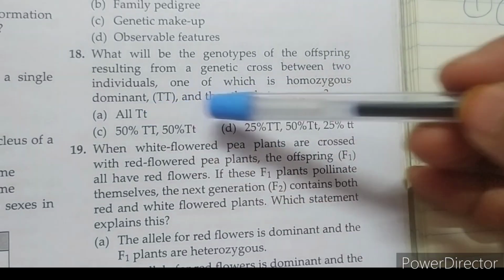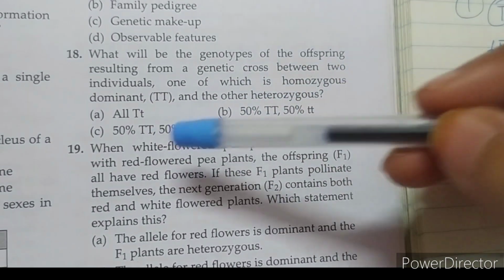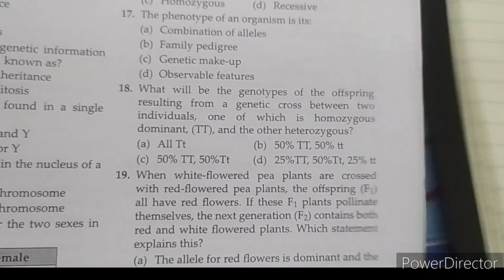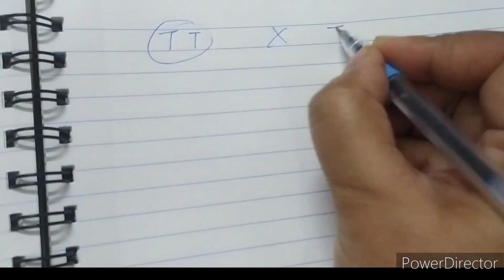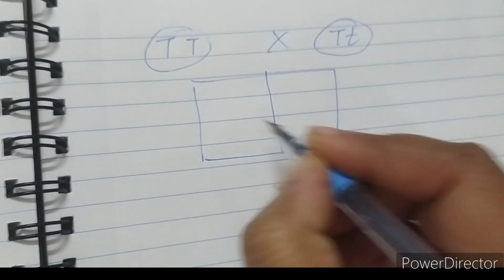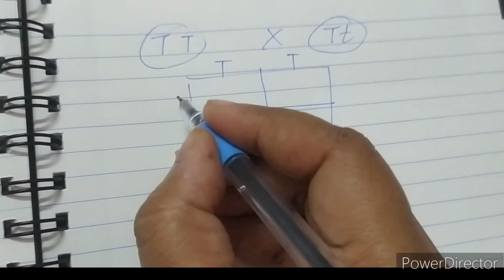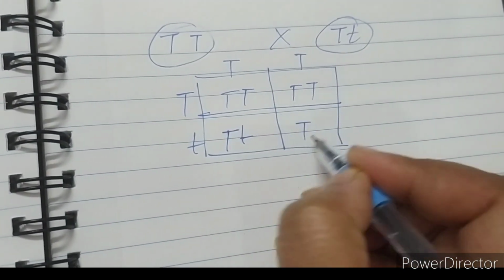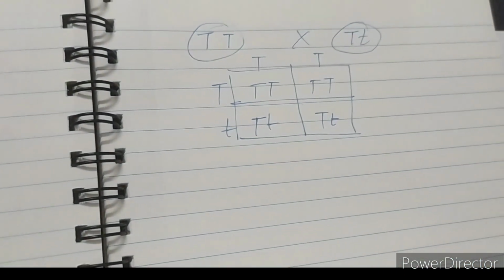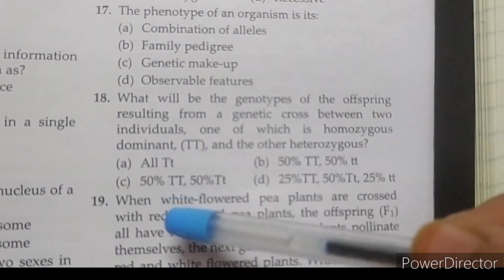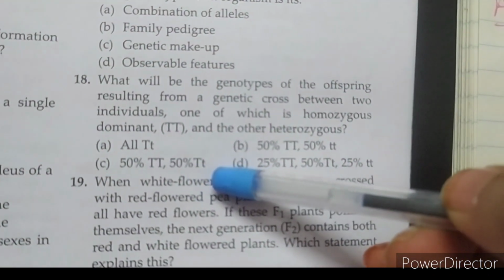What will be the genotype of the offspring resulting from a genetic cross between two individuals, one of which is homozygous dominant and other a heterozygous dominant? Now here, if you again make a cross, something different is given. One parent is homozygous and other is heterozygous. Now if you make a cross between these two, capital T, capital T, capital T, small t, capital T, capital T, capital T, small t. So 50% chance of homozygous tall and 50% chance of heterozygous tall. So here the answer will be 50% capital TT and 50% capital T, small t.